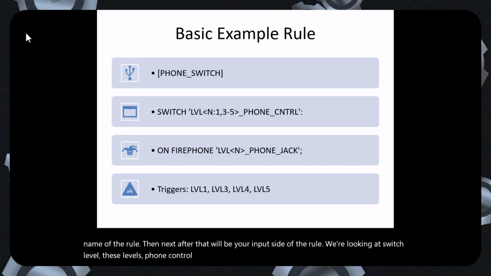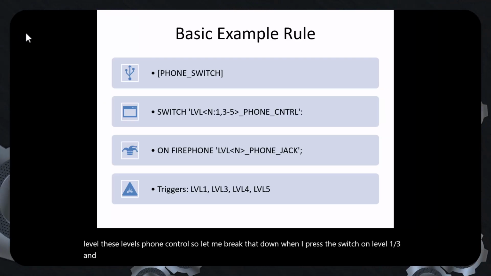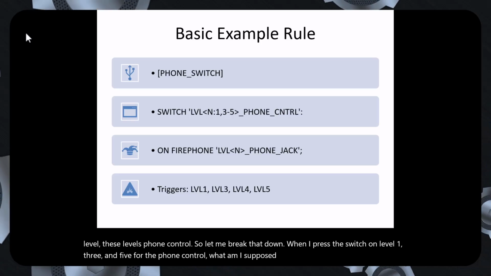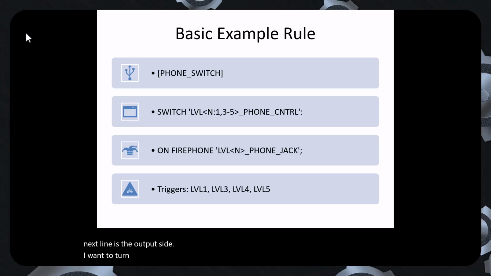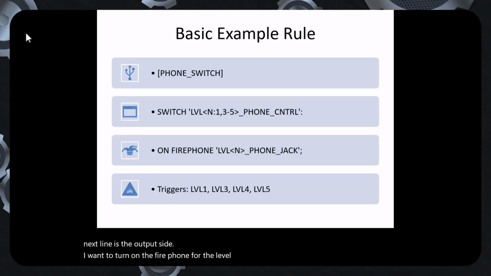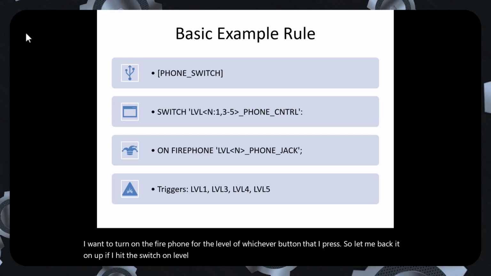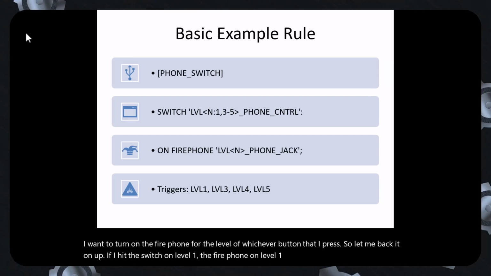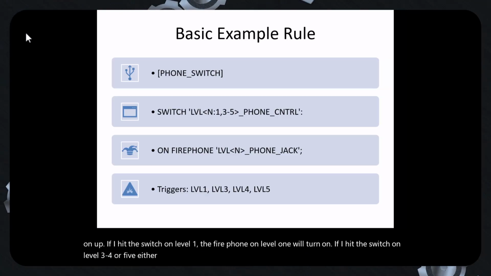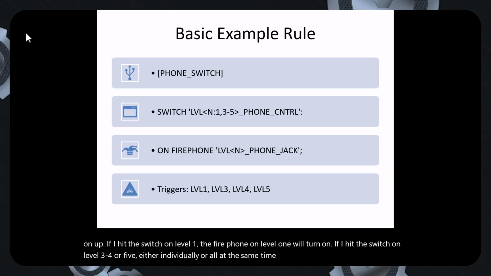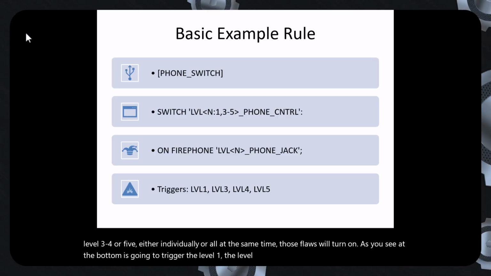So let me break that down. When I press a switch on level 1, 3, and 5 for the phone control, what am I supposed to do on the output side? Now the next line is the output side. I want to turn on the fire phone for the level of whichever button that I press. So let me back it on up. If I hit the switch on level 1, the fire phone on level 1 will turn on. If I hit the switch on level 3, 4, or 5, either individually or all at the same time, those floors will turn on. As you see at the bottom, it is going to trigger the level 1, the level 3, the level 4, and the level 5 floors.